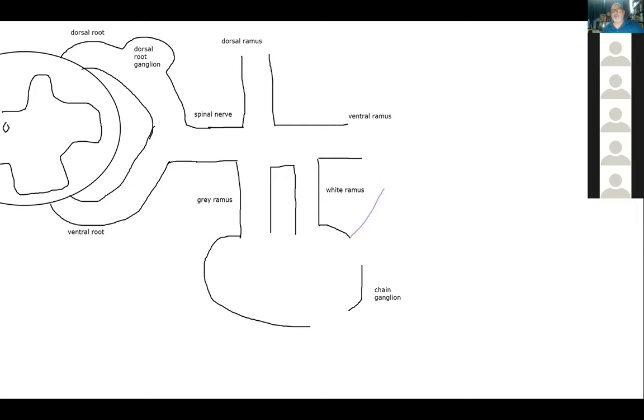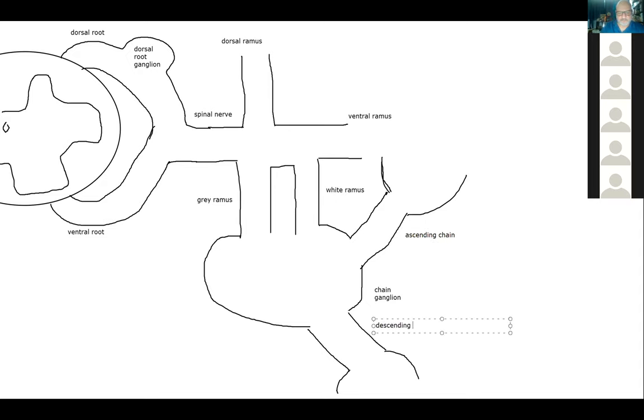So, whoops, no, I want that to be back. So here, this would be, for instance, going up to an ascending chain ganglion. And then this one down here would be going down to a descending chain ganglion. So this is the ascending chain. This is the descending chain. And this is another chain ganglion. And this is yet a third chain ganglion. Excellent.